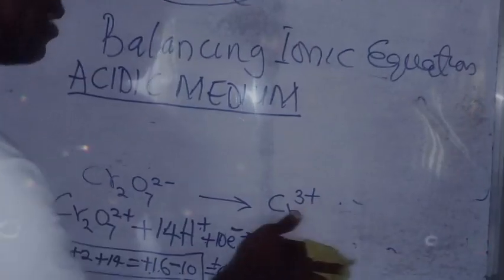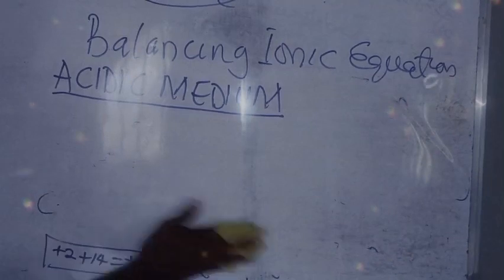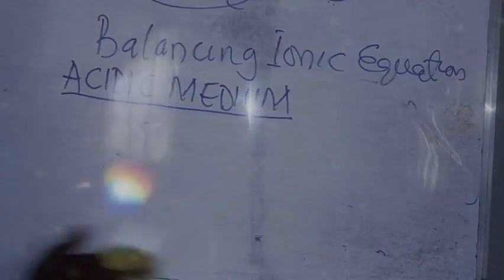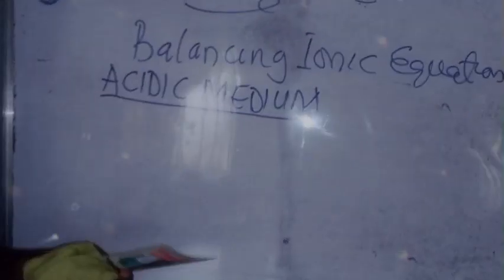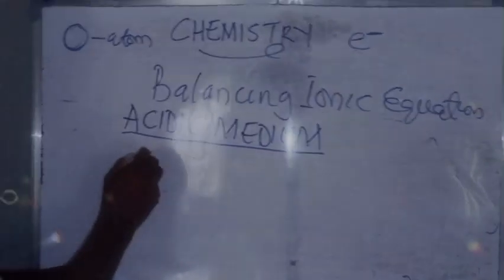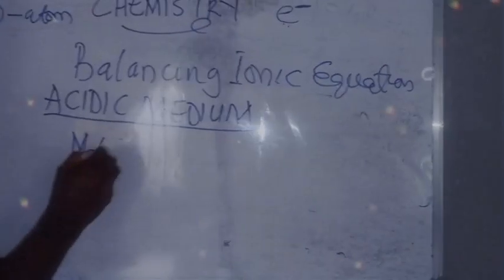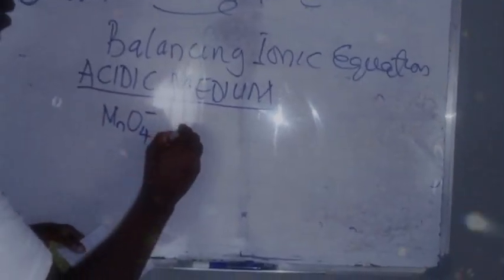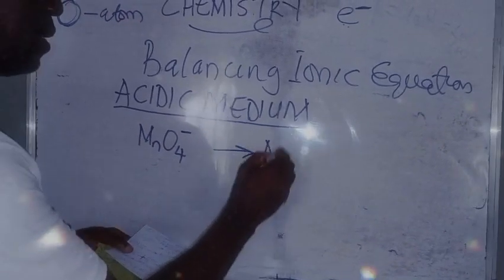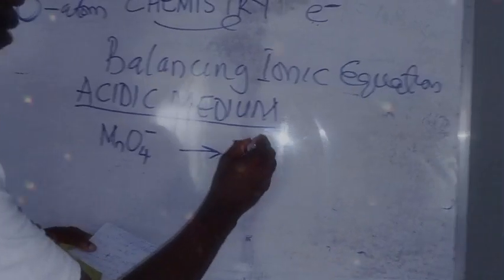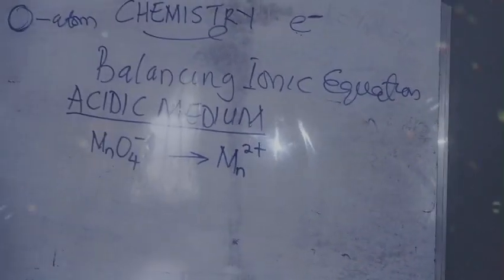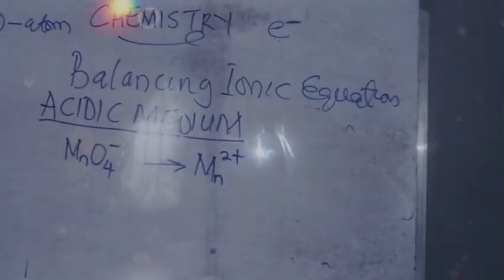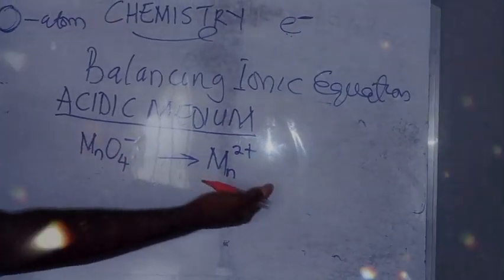Example 2. Let's take another example to buttress this properly. Still in an acidic medium, okay? Let's look at manganese ion, MnO4, then we have this Mn2+. In an acidic medium, this side is deficient of oxygen.